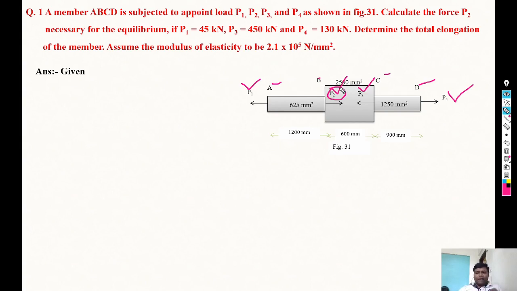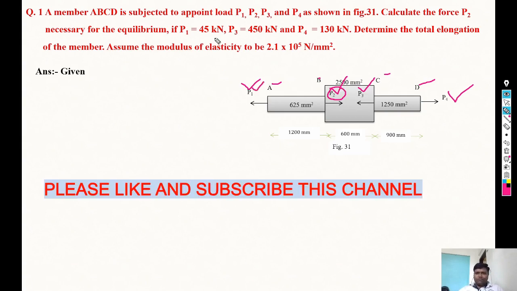Equilibrium means the final resultant should be 0. If P1 is given as 45 kilonewton, P3 is also given, 450 kilonewton, and P4 is 130 kilonewton, then determine the total elongation of the member. Assume the modulus of elasticity to be 2.1 into 10 to the power 5 Newton per mm square. Now see, here we have to calculate two things. First is the P2 force, due to which the body will be in equilibrium, and the second thing is the total elongation of this bar.